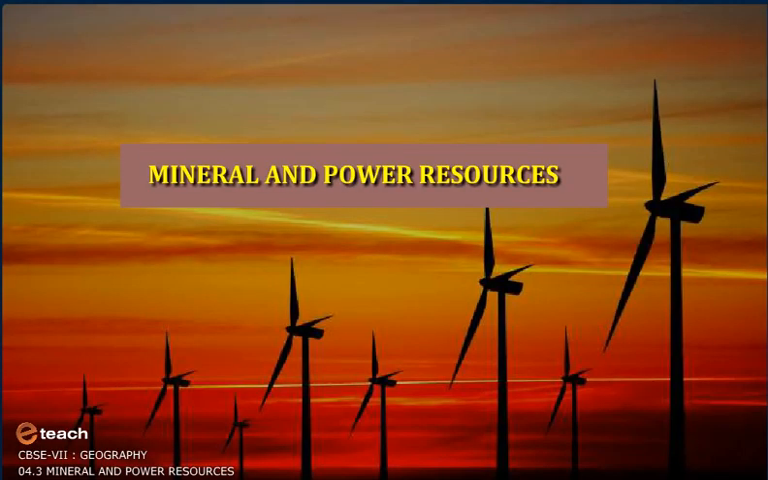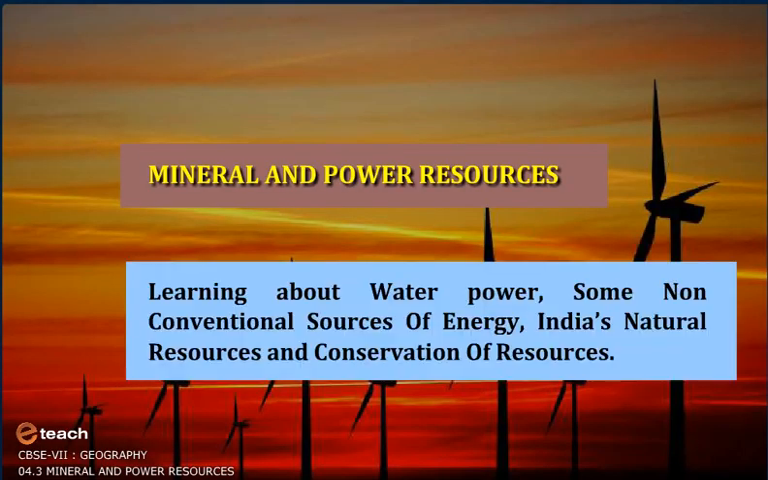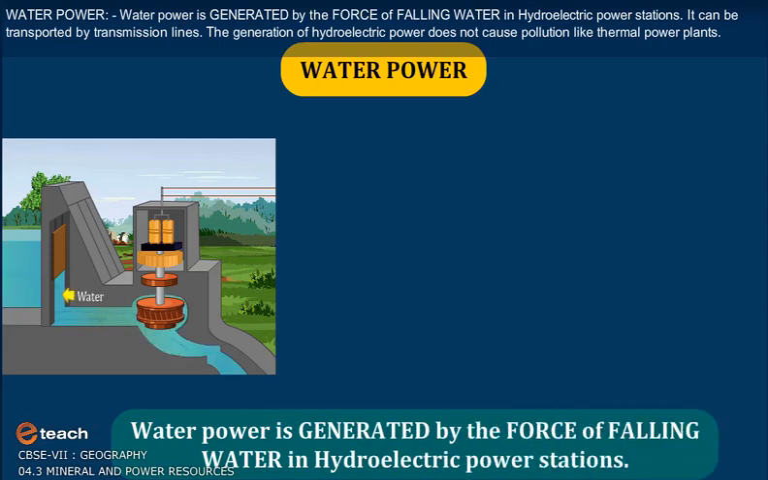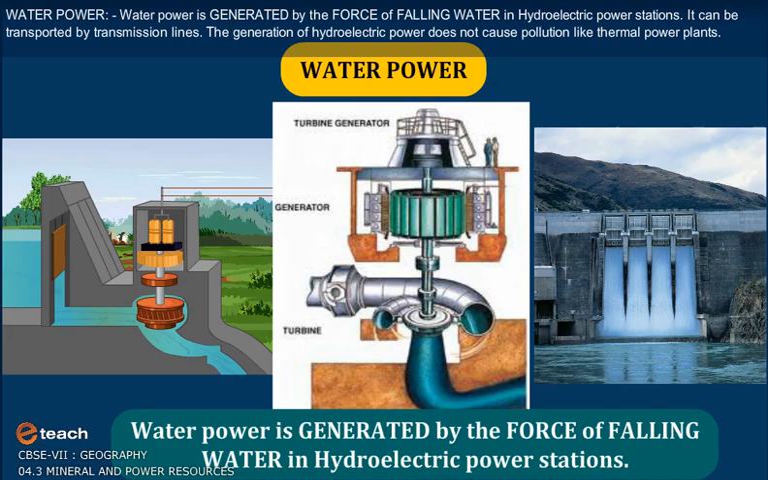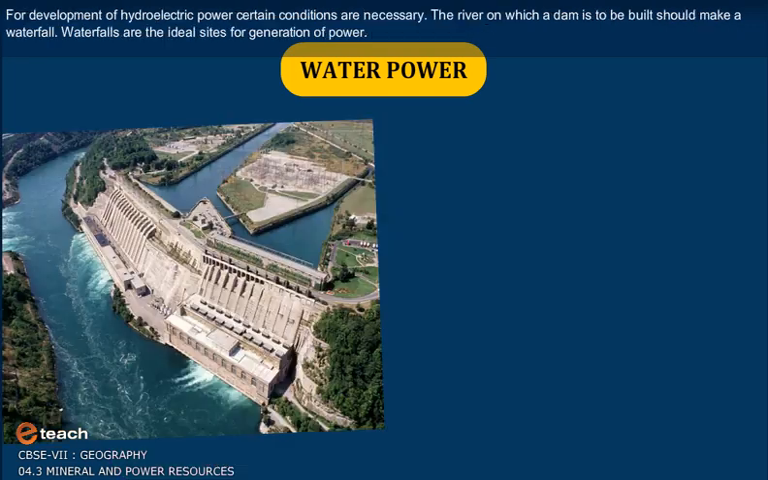Mineral and power resources. Learning about water power, some non-conventional sources of energy, India's natural resources, and conservation of resources. Water power. Water power is generated by the force of falling water in hydroelectric power stations. It can be transported by transmission lines. The generation of hydroelectric power does not cause pollution like thermal power plants.